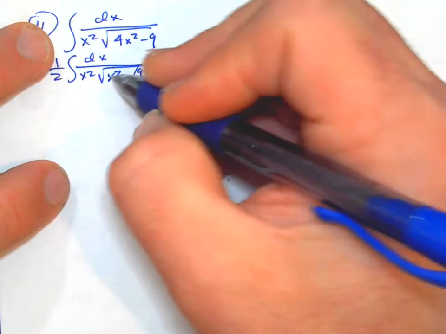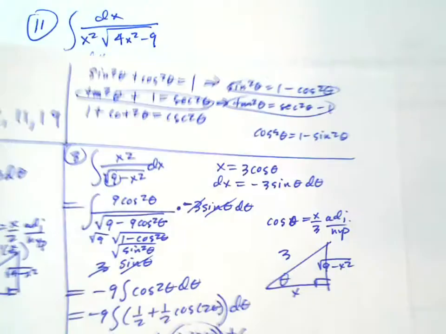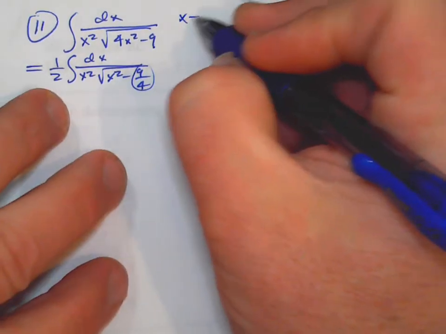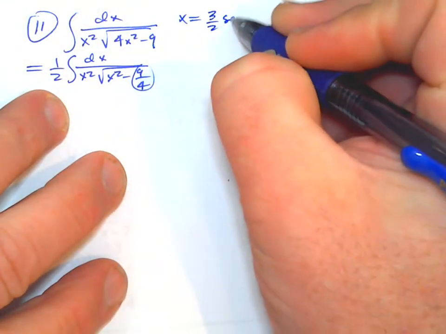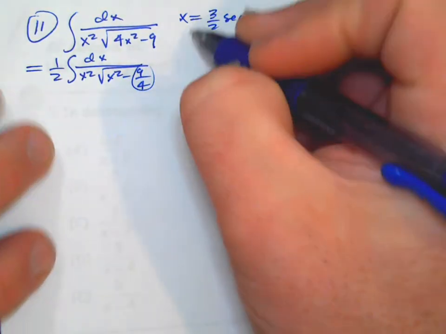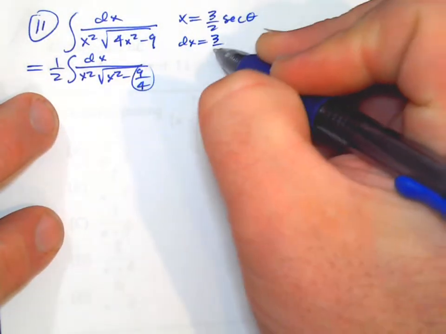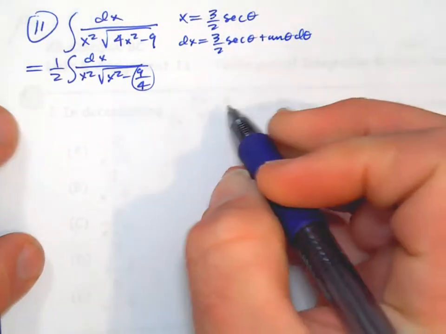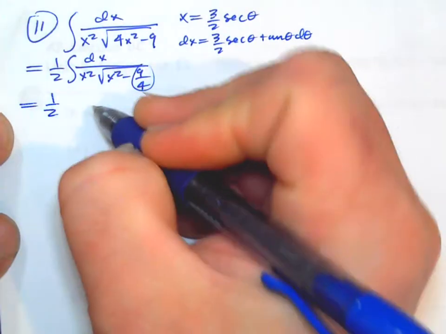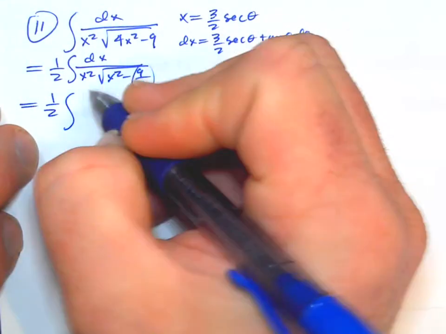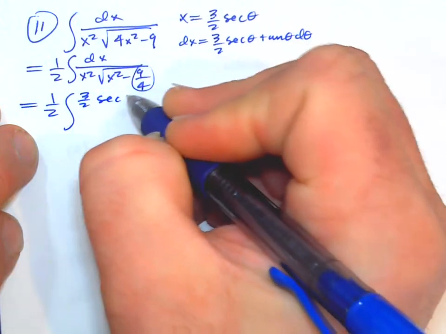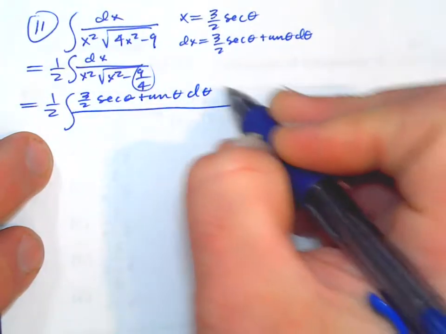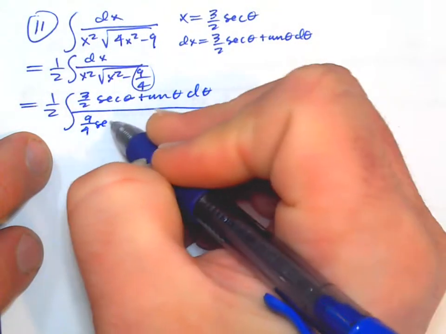So we're trying to get something squared minus 1. So if we go back and look at our notes, that's probably going to be secant squared minus 1. So I'm going to do x equals 3/2 secant theta. And then dx equals 3/2 secant tan theta d theta. So if I rewrite this, it's going to be 1/2. Dx is going to be all that, 3/2 secant theta, tangent theta, d theta. On the bottom, it's going to be 9/4 secant squared theta.